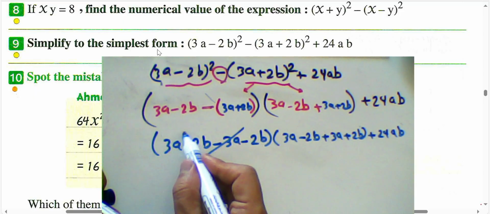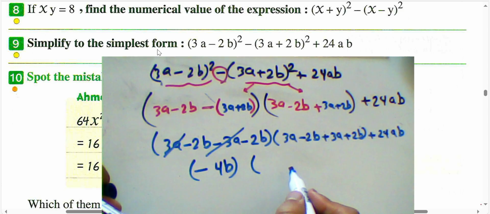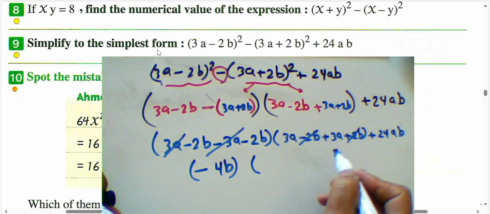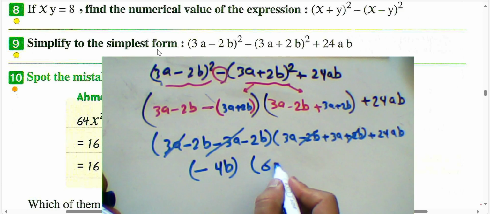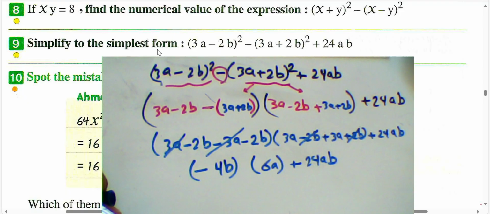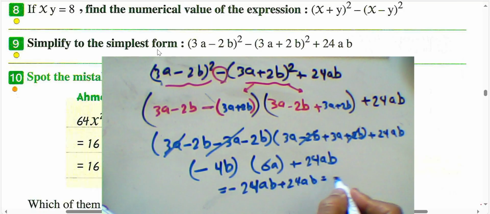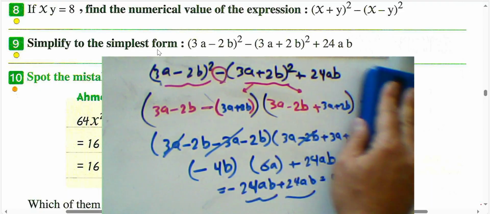With brackets we can simplify negative 2 and negative 2, it will be negative 4b, and here negative 2b by negative, it will be positive. 3a plus 3a equals 6a plus 24ab. Then negative times positive, it will be negative. Understood? Negative 24, 4 times 6, 24. Okay, negative 24ab plus 24ab, it will be 0 because we have the additive inverse. The answer here will be 0.